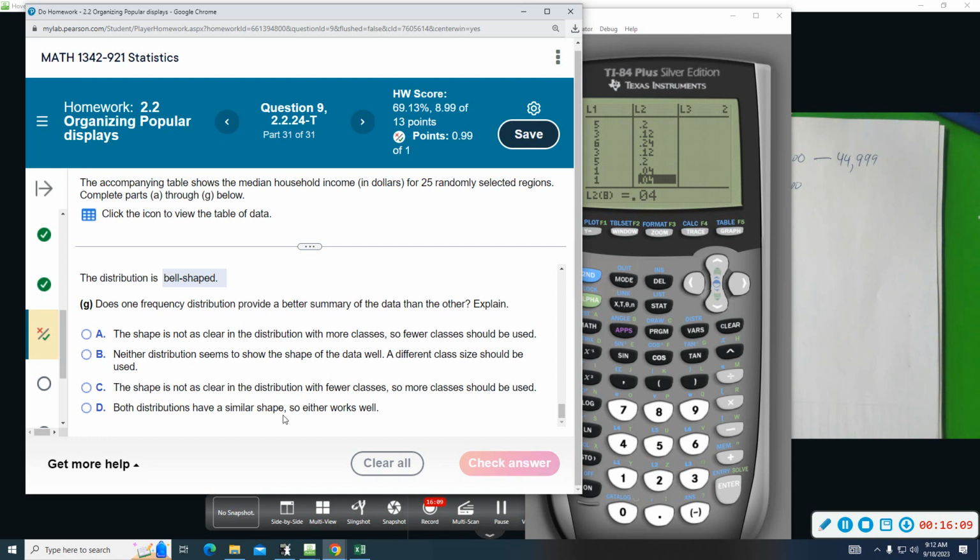So both distributions have similar shape. It works well. Maybe the shape is not clear in the distribution with fewer classes. More should be used. Neither seems to show the shape very well. And then this one says the shape is not clear in the distribution with more classes, so fewer classes should be used.